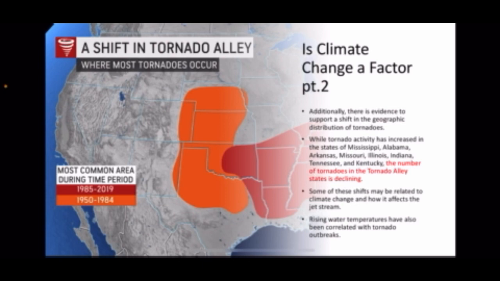So, again, is climate change a factor? Additionally, there is evidence to support the shift in geographic distribution of tornadoes. While tornado activity has increased in the states of Mississippi, Alabama, Arkansas, Missouri, Illinois, Indiana, Tennessee, and Kentucky, the number of tornadoes in Tornado Alley is starting to decline. Some of these shifts may be related to climate change and how it affects the jet stream. Others suggest that rising water temperatures may have been correlated with tornado outbreaks.